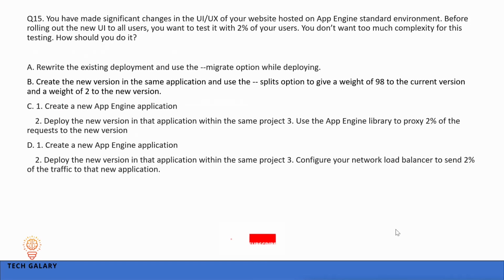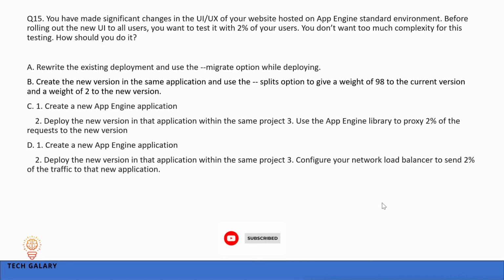You don't want too much complexity for this testing. How should you do it? Option A. Rewrite the existing deployment and use the migrate option while deploying. Option B. Create the new version in the same application and use the splits option to give a weight of 98 to the current version and a weight of 2 to the new version.